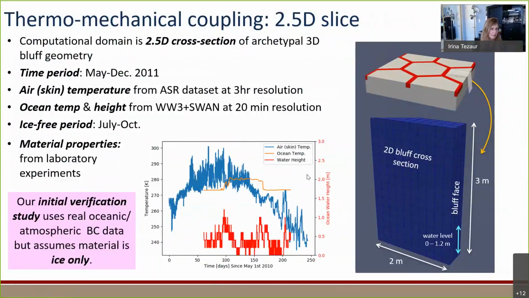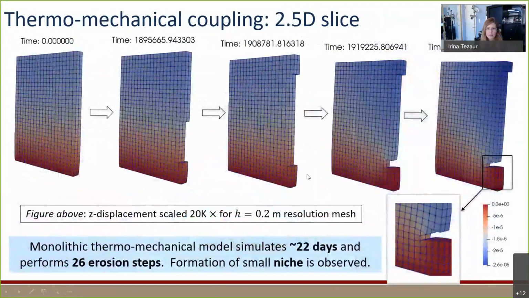Okay, so some results. Here, the idea is to use the thermomechanical model to try to simulate erosion during the summer months. So the goal is to do a 3 to 4 month simulation starting in early May. And the results I'm going to show here are for the tightly coupled implementation of the model, where we're solving for the displacements and the temperatures monolithically. And this is for a 0.2 meter resolution of the problem.